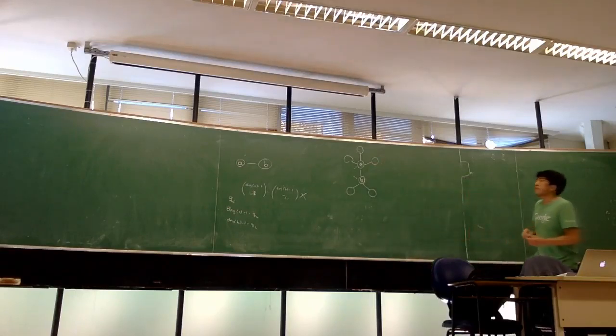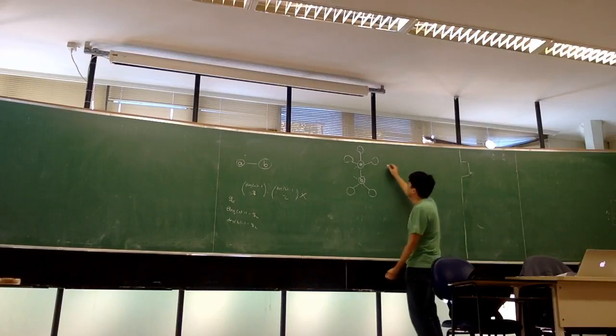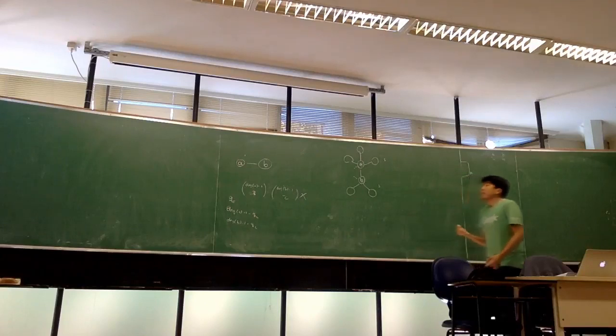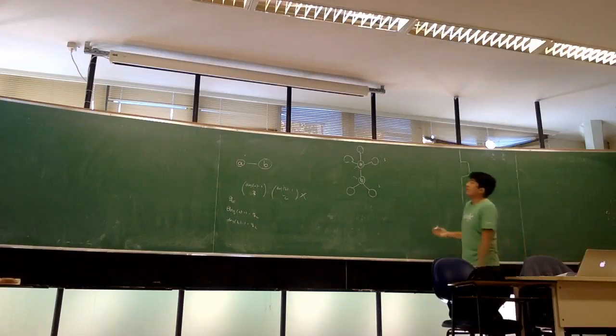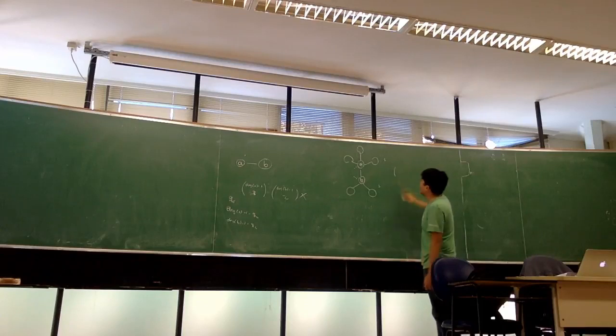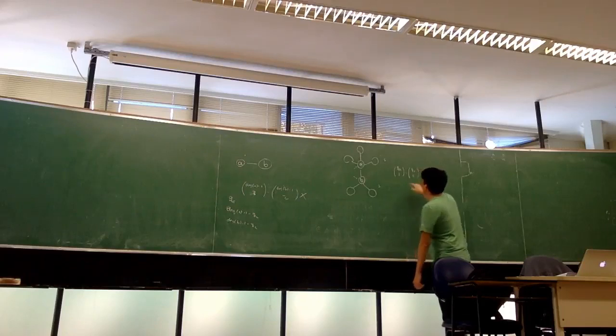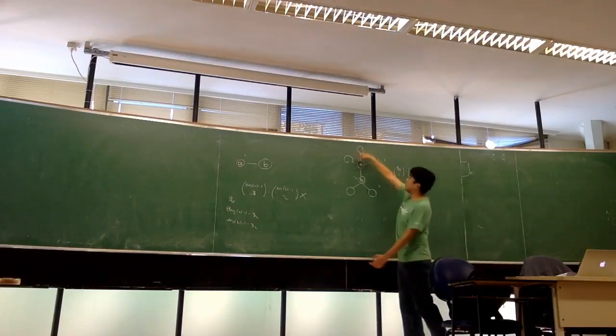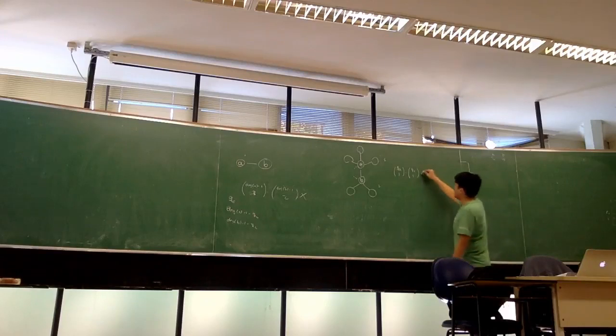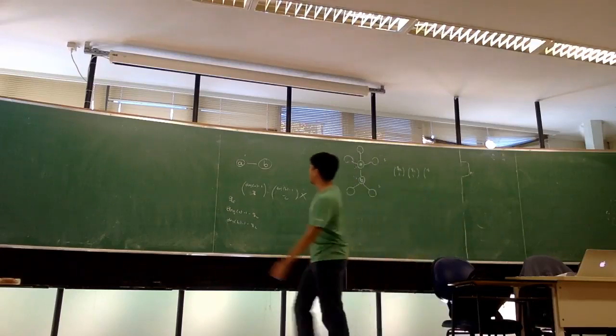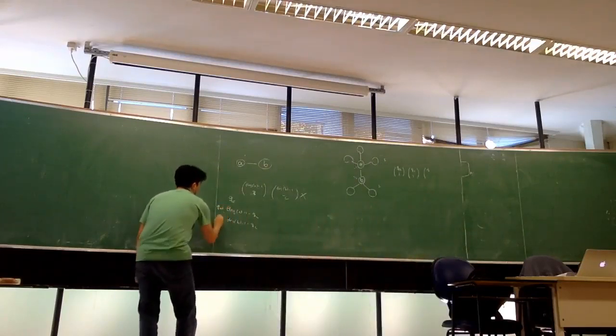So for instance, if I decide to use 2 common neighbors for A and 1 common neighbor for B, now I can do the normal counting, and I will get something like QA choose 1 times QC choose 2. This will be the number of ways to choose these 3 guys. Times Q. I'm going to call this QA. And this is QB.